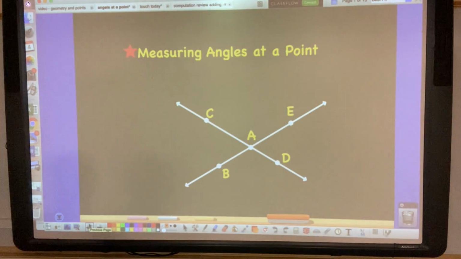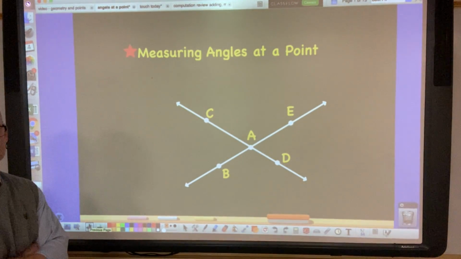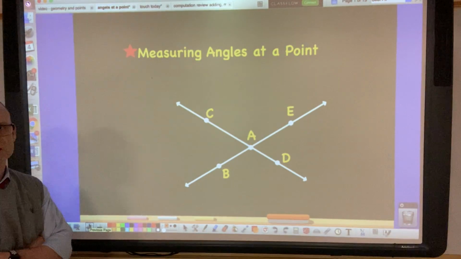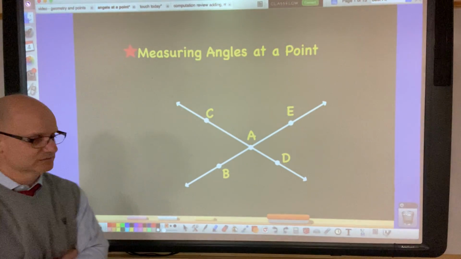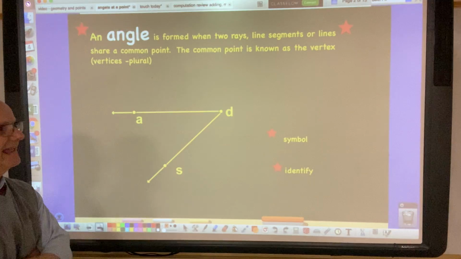Welcome back to another video tutorial. Today's topic is measuring angles at a point. Let's get out your notes and your pen or pencil. Let's take some notes. So, what are angles?